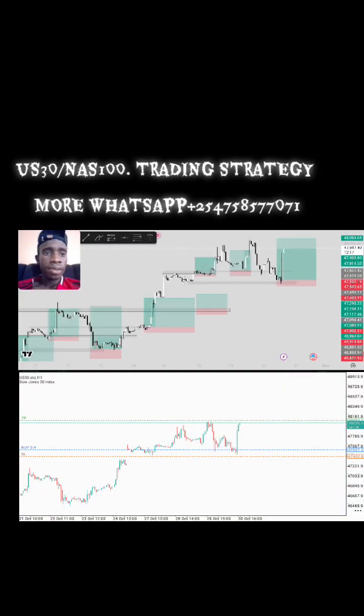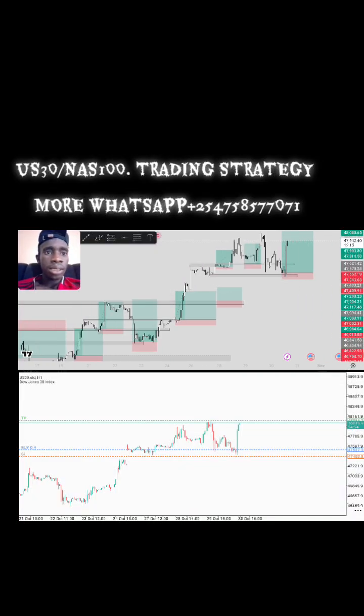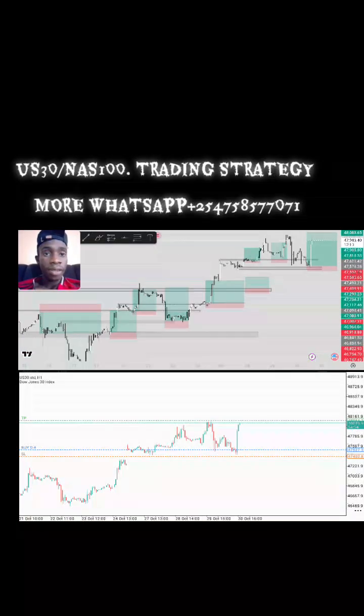So first of all, the indices are very much easier to trade as compared to gold, currencies, and even other instruments. So this is the deal about the indices.